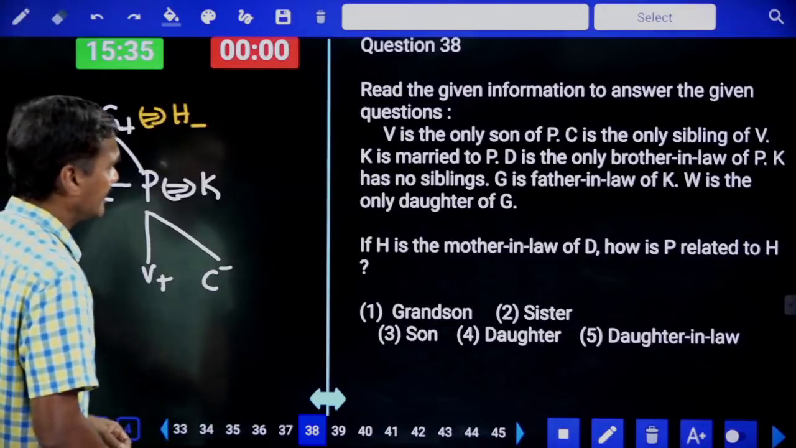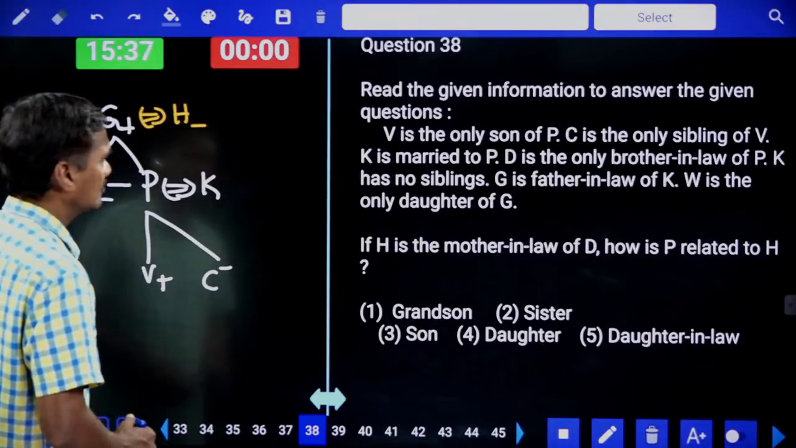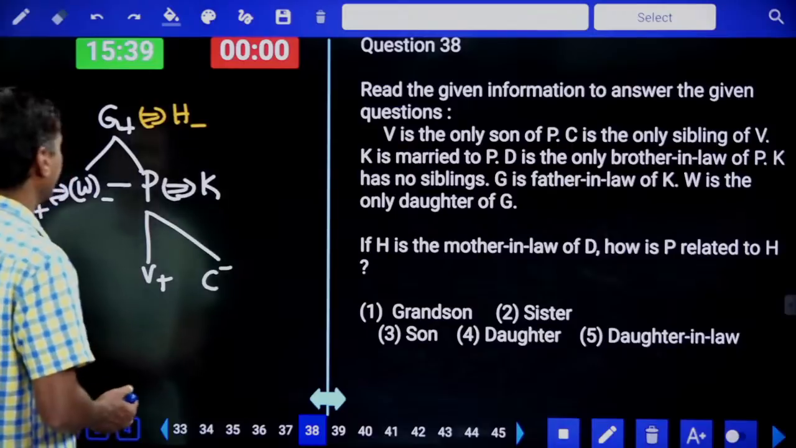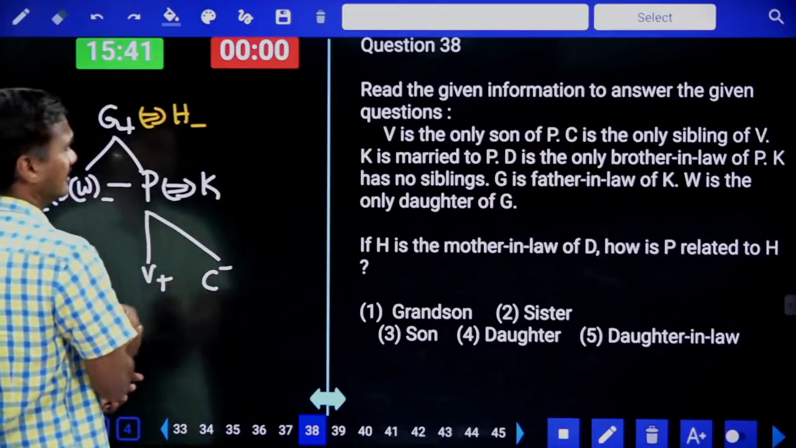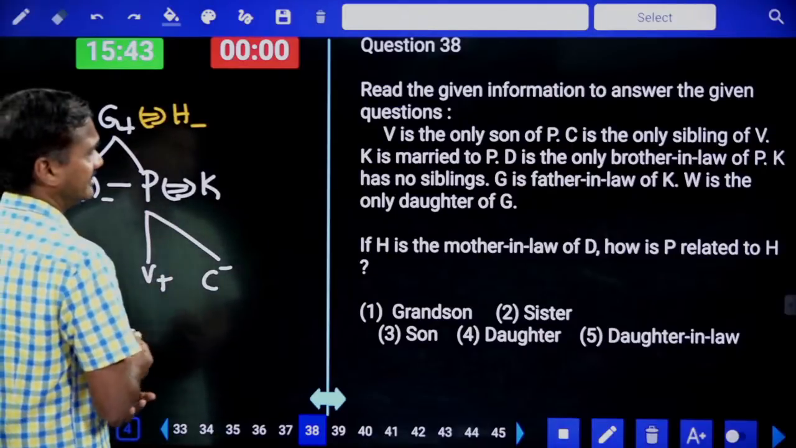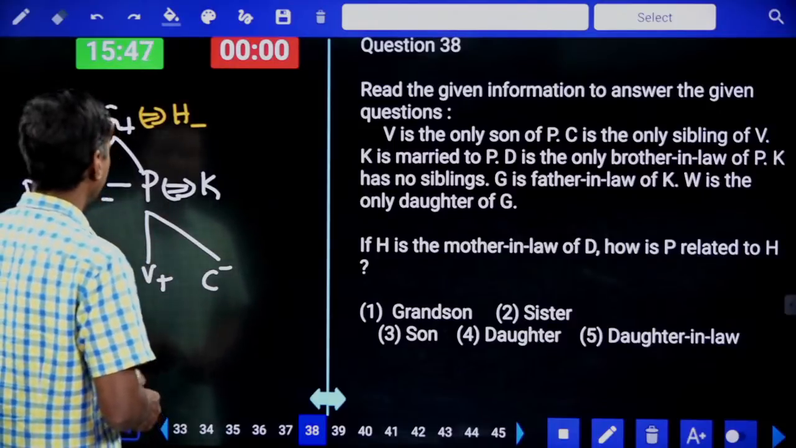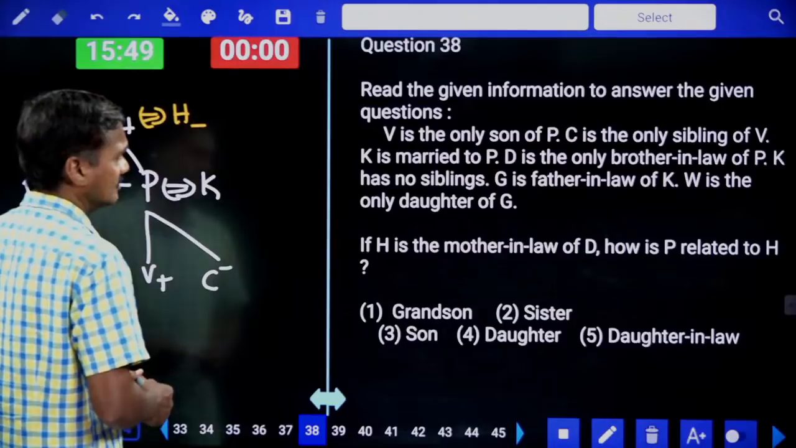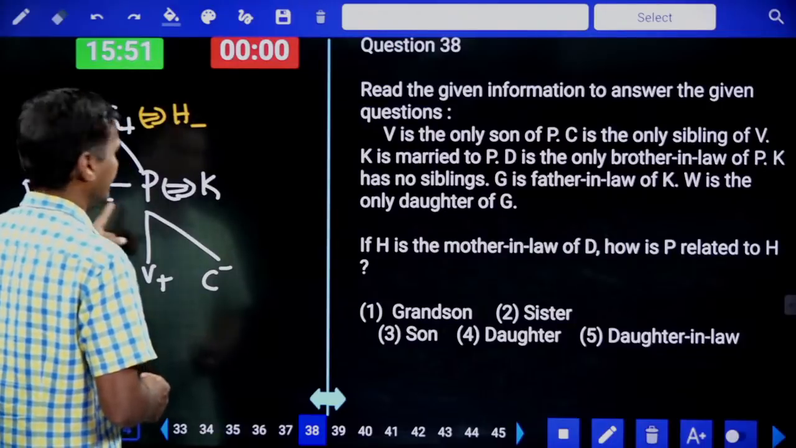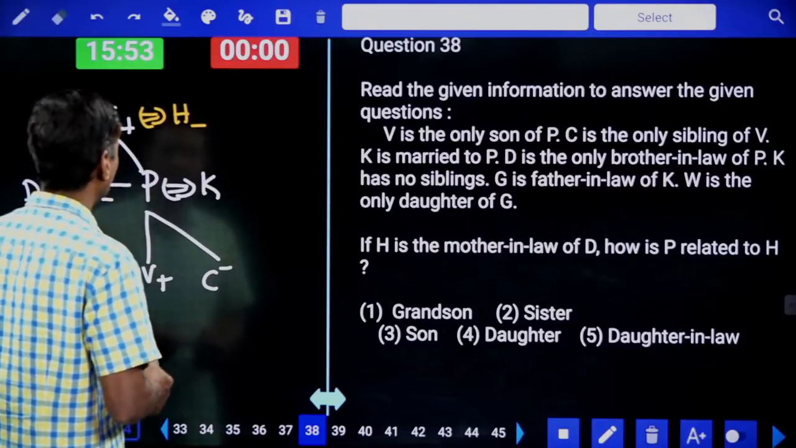Then K has no siblings and D is the only brother-in-law. K is married to P. K and P are a married couple. V is the only son of P. C is the only sibling of V. K is married to P and D is the only brother-in-law of P, isn't it? And K has no siblings.